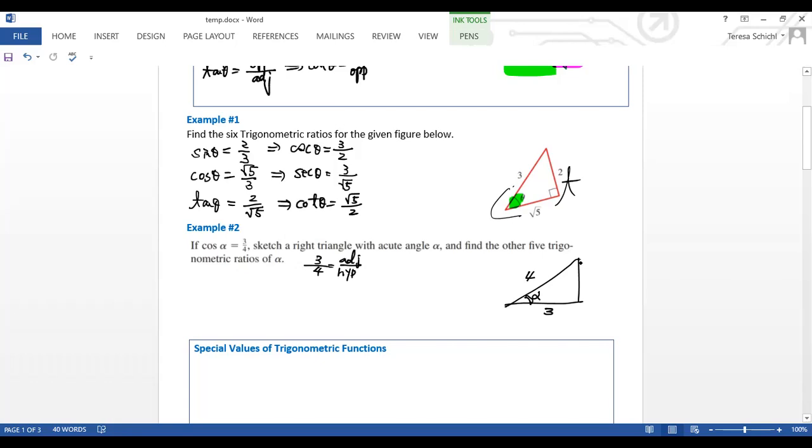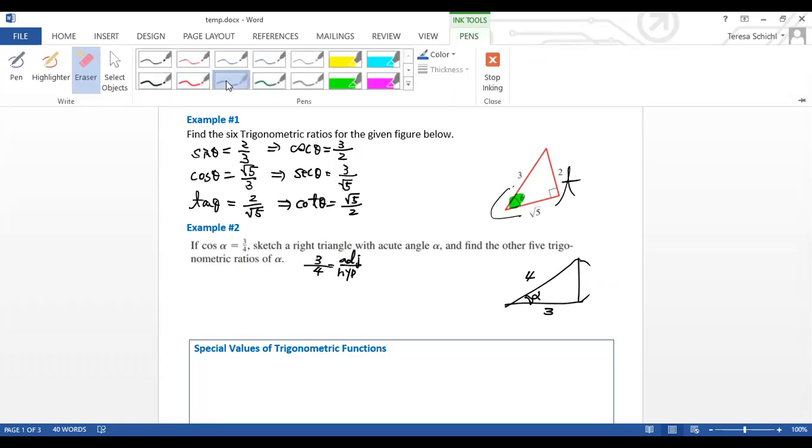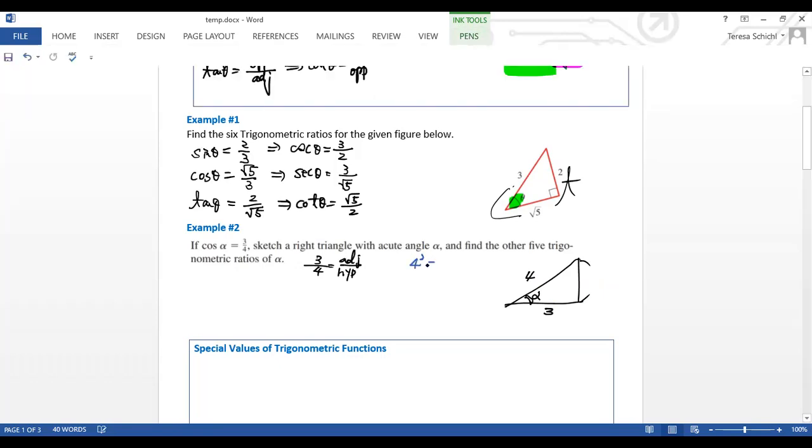Then in order to find these angles, what I need to do is use the Pythagorean theorem, because the Pythagorean theorem tells me this square plus this square is equal to 4 squared. So 4 squared is equal to 16, which equals 3 squared plus, let's say, y squared. So 16 equals 9 plus y squared.